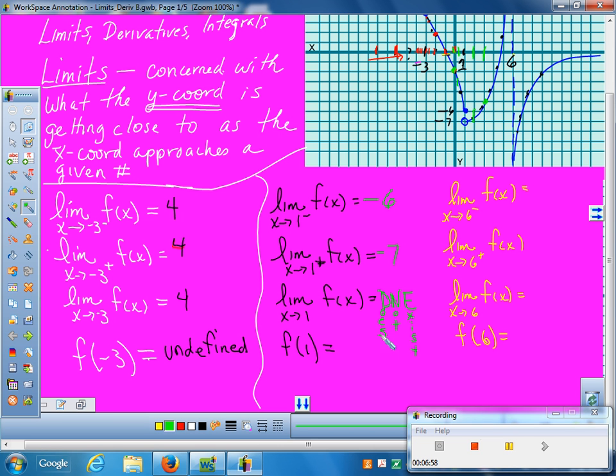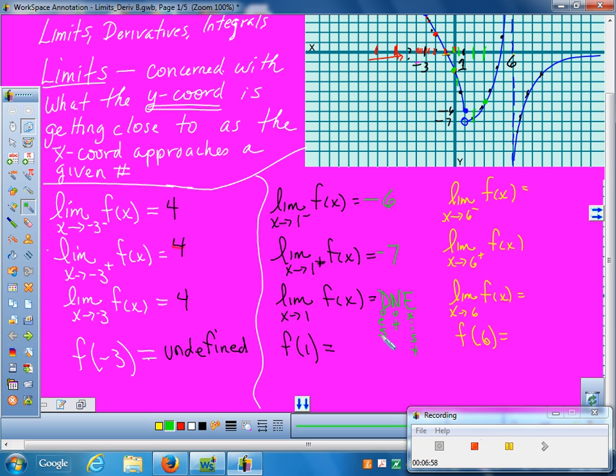So, yeah. If the two sides don't agree, you write DNE and you're done. Does not exist. Okay, notice there's a difference. When the point is not there, it's undefined. When the limit is not possible, it does not exist. You have to use the right terminology. It's not interchangeable. Undefined means there's no value exactly on that number.